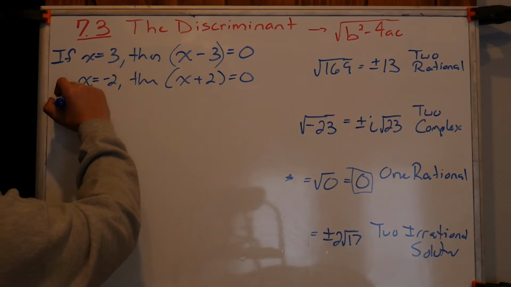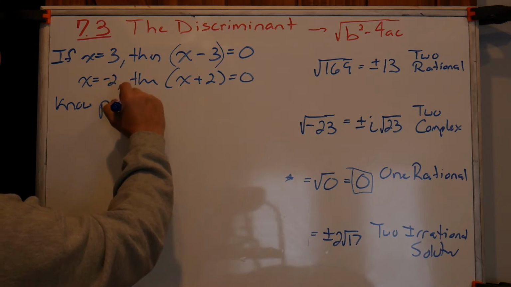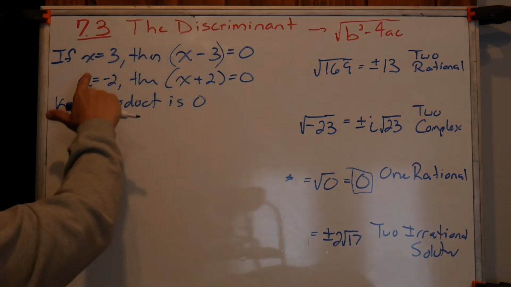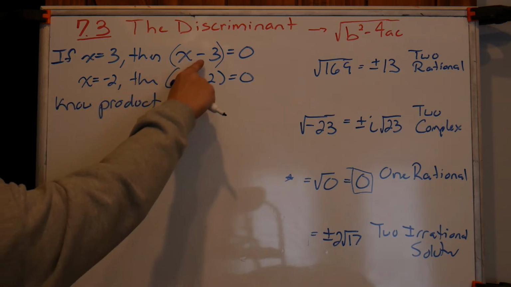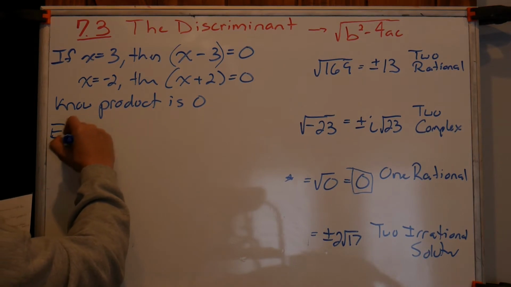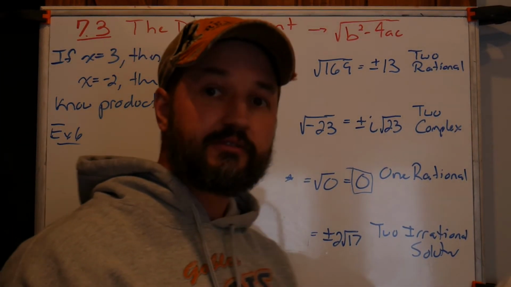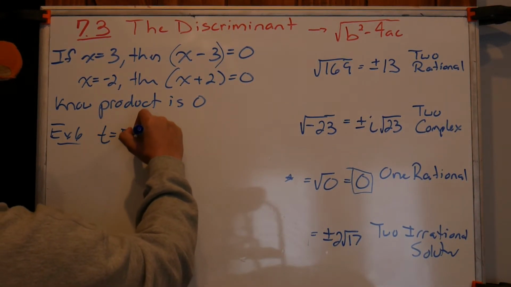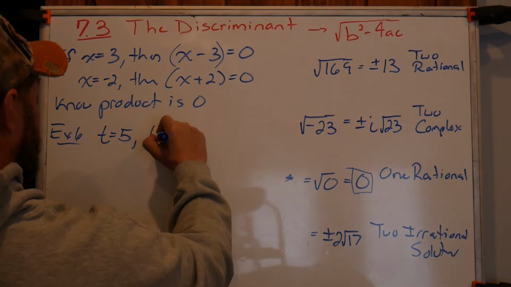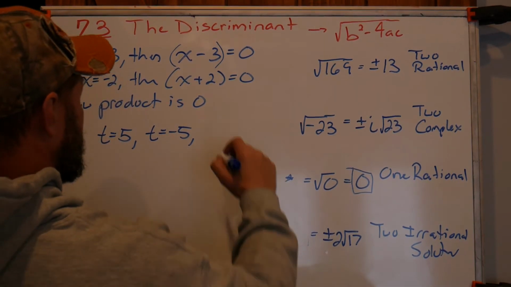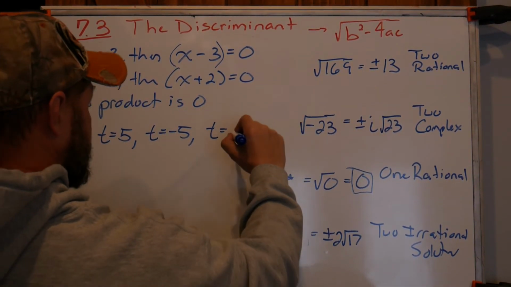Well, then you also know we know their product is 0 as well. That times that. So in examples 6 and 7, when they give us a value, we can set up a quantity and we can multiply together. So example 6 says, find an equation that has solutions t equals 5, t equals negative 5, and t equals positive 3.